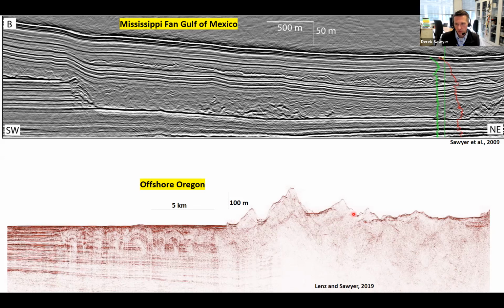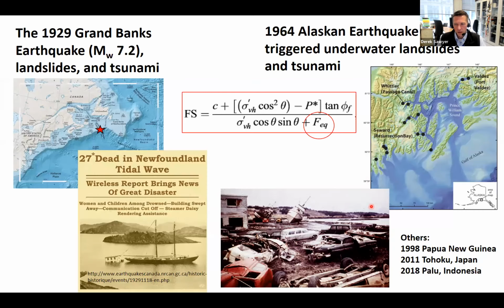But these types of blocks are only possible when you have very strong material that is being incorporated into the failure, much different than what we see in a place like the Gulf of Mexico. So that theme, what controls blocky versus non-blocky, is kind of a key question today.